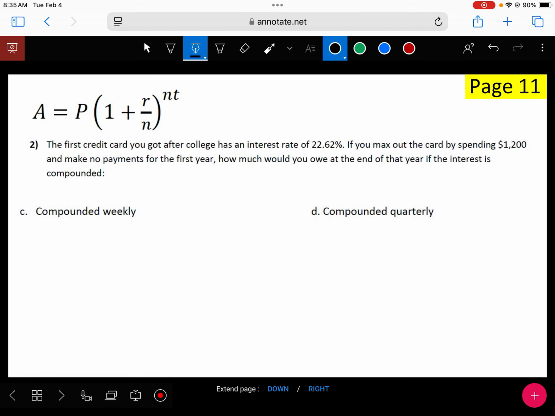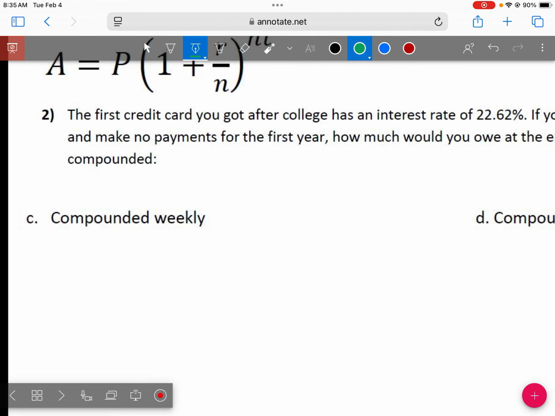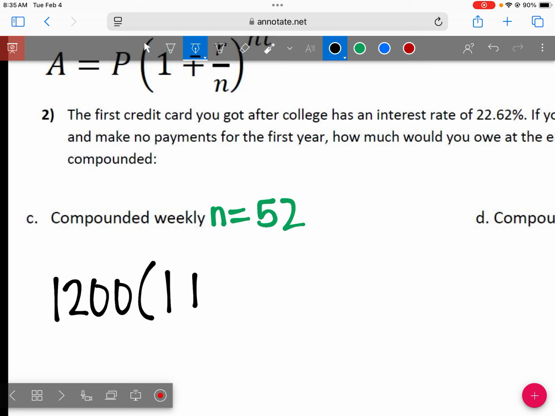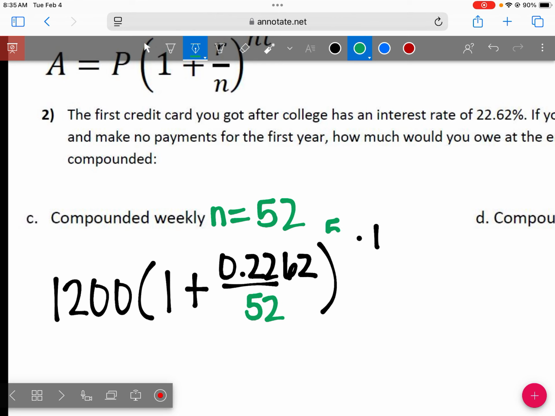What's my end value for part C? It says weekly. How many weeks are in a year? N equals 52. So let's do it again, y'all. 1,200. 1 plus 0.2262. And now we're going to put our 52 here.